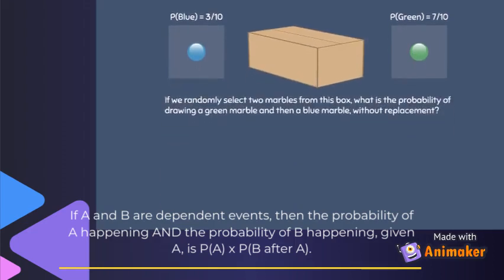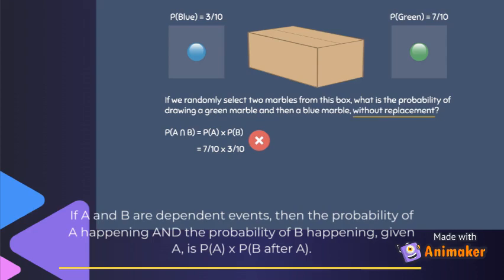If we randomly select 2 marbles from this box, what is the probability of drawing a green marble and then a blue marble without replacement? A common mistake in solving this problem is by using the formula and then multiplying the probabilities of each marble together. So you'll have 7 over 10 times 3 over 10. However, this process is incorrect. This formula can only be used for independent events, and we know that this is not an independent event since the marbles are being drawn without replacement.